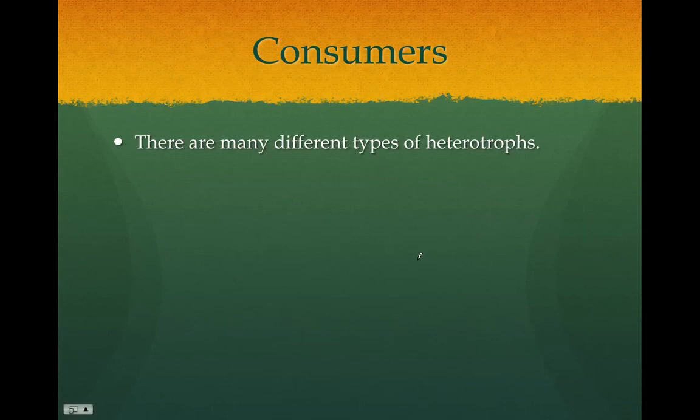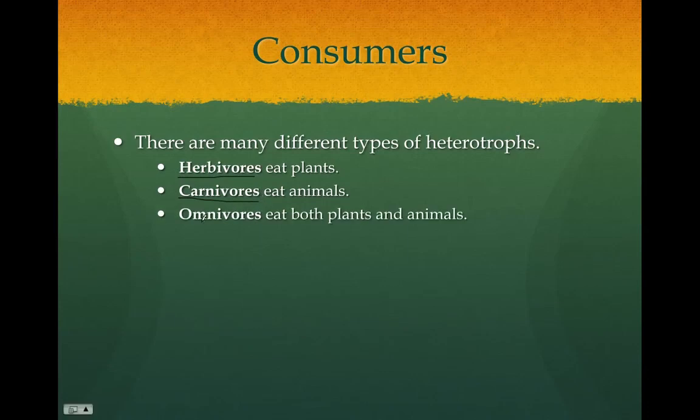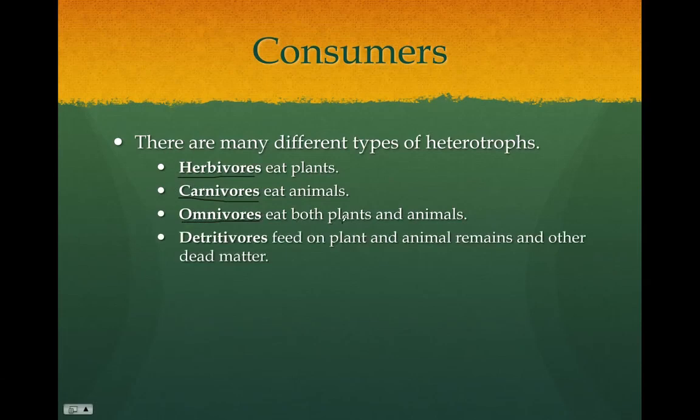So there are different types of heterotrophs. Herbivores are things that eat plants, like a rabbit. So a rabbit's an herbivore. Another herbivore is a koala, which eats eucalyptus tree leaves. Carnivores eat animals and only animals. So you're thinking of something like a lion or a wolf. Omnivores eat both plants and animals. And so this would be like a bear or you and I. We eat both plants and animals.